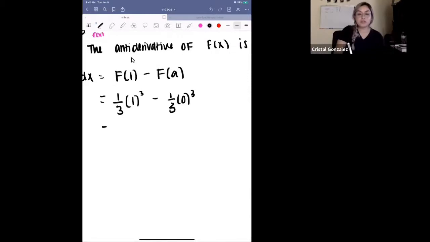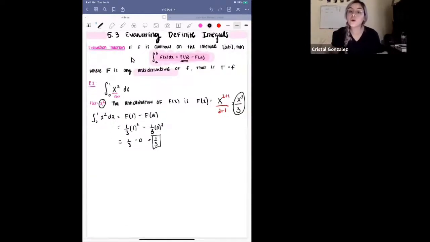If we simplify this, we'll get 1 over 3 minus 0, which is just 1 over 3. This is the area under the curve from 0 to 1 of x squared. It's the exact area under the curve. It's not an approximation, it's the exact value. So we don't need to write approximately, we'll be writing exact.